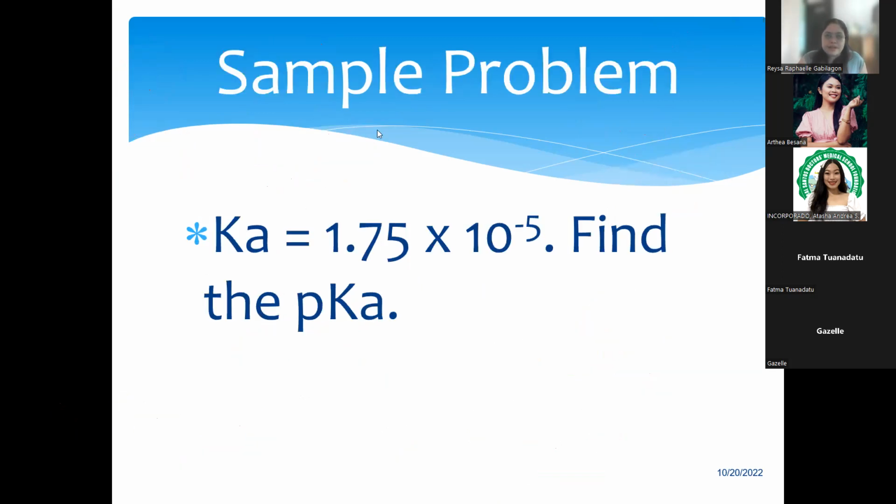Okay, so let's have an example. You have here the Ka, the acid dissociation constant, is 1.75 times 10 raised to the power of -5. So find the pKa. Sige daw, you try. Kasi it's the same naman, the same process with that of the pH and the pOH. Pinalitan nga lang natin kasi naging pKa na siya ngayon. Sige, try nyo.